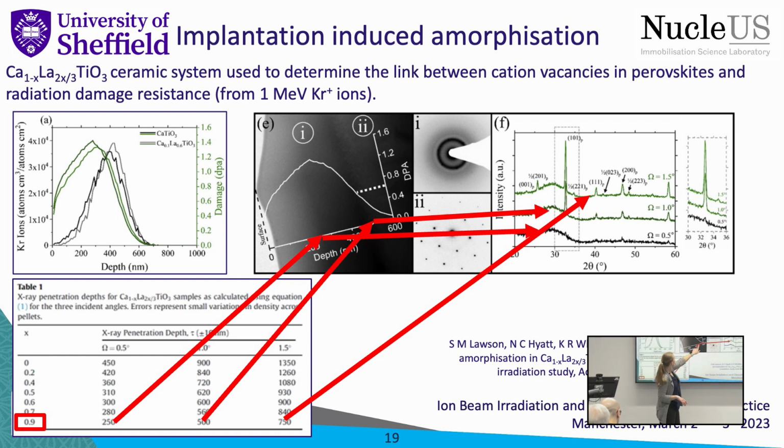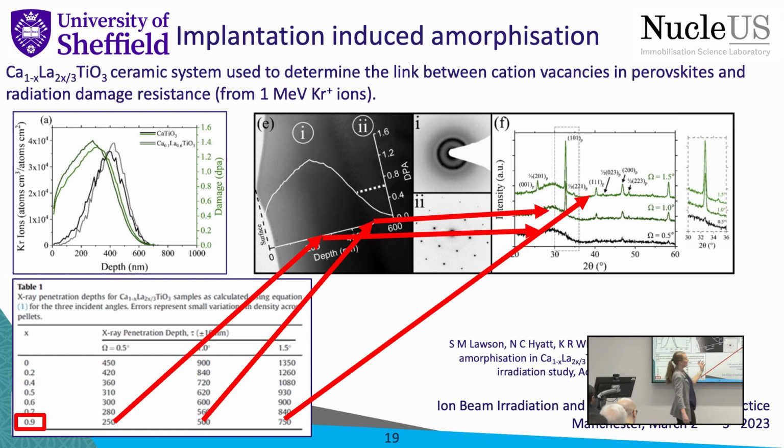If we look here at 500 nanometers, which is where we are at the crystalline amorphous interface, we see diffuse scatter from our amorphous material, but then we start seeing diffraction peaks corresponding to the perovskite structure coming through on our diffraction pattern. And then at 750 nanometers, which is when we're in our fully crystalline material, we then see the peaks corresponding to perovskite structure increasing in intensity.